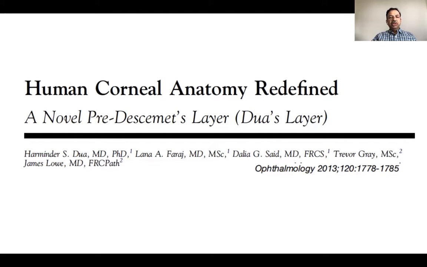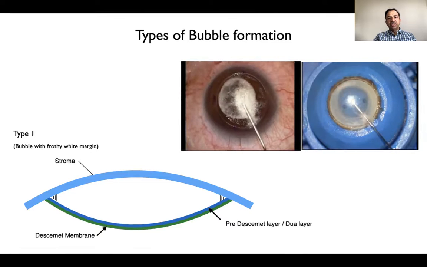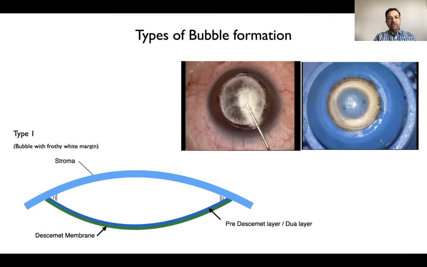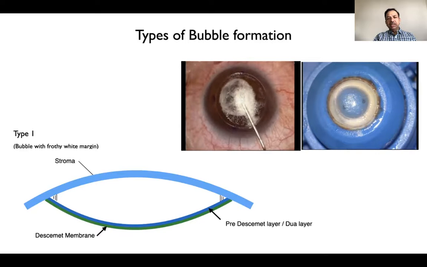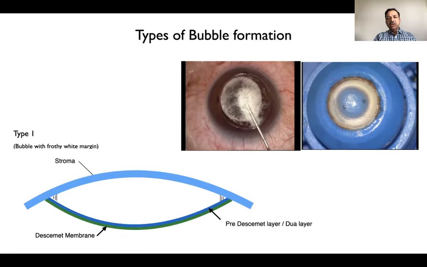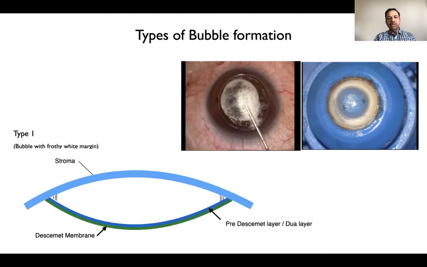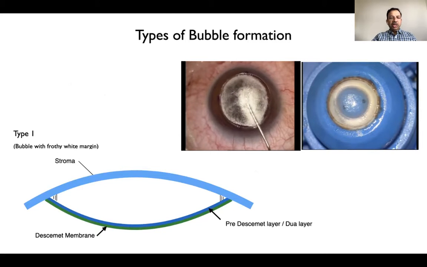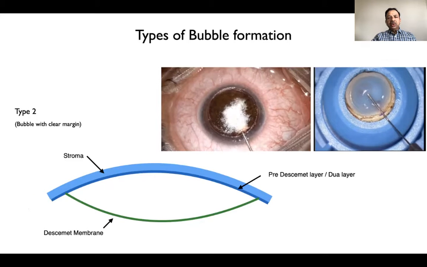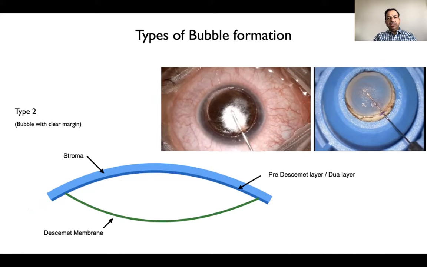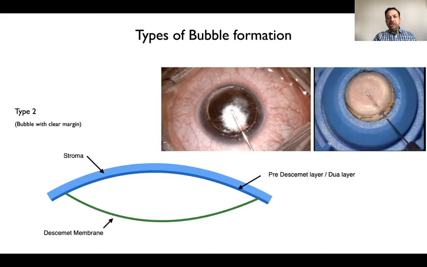In 2013, Harminder Dua described the pre-Descemet's layer, which helped us understand the types of bubble much better. The type 1 bubble is something that starts in the center, has a dense white frothy margin, concentrically expands outward, achieves a diameter of about 8.5 millimeter. The separation here is between the stroma and the pre-Descemet's layer. In contrast, the type 2 bubble has a very fine, sharp, clear margin. It can expand to beyond the 8.5 millimeter diameter. And the separation here is between the pre-Descemet's layer and the Descemet's membrane.